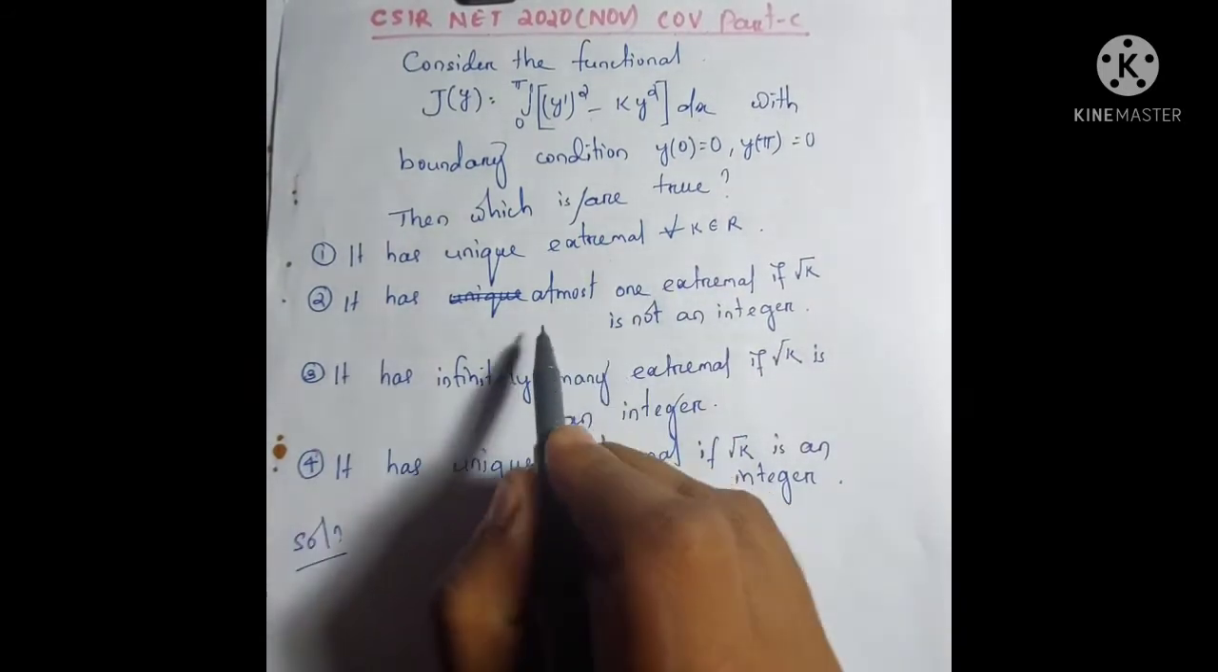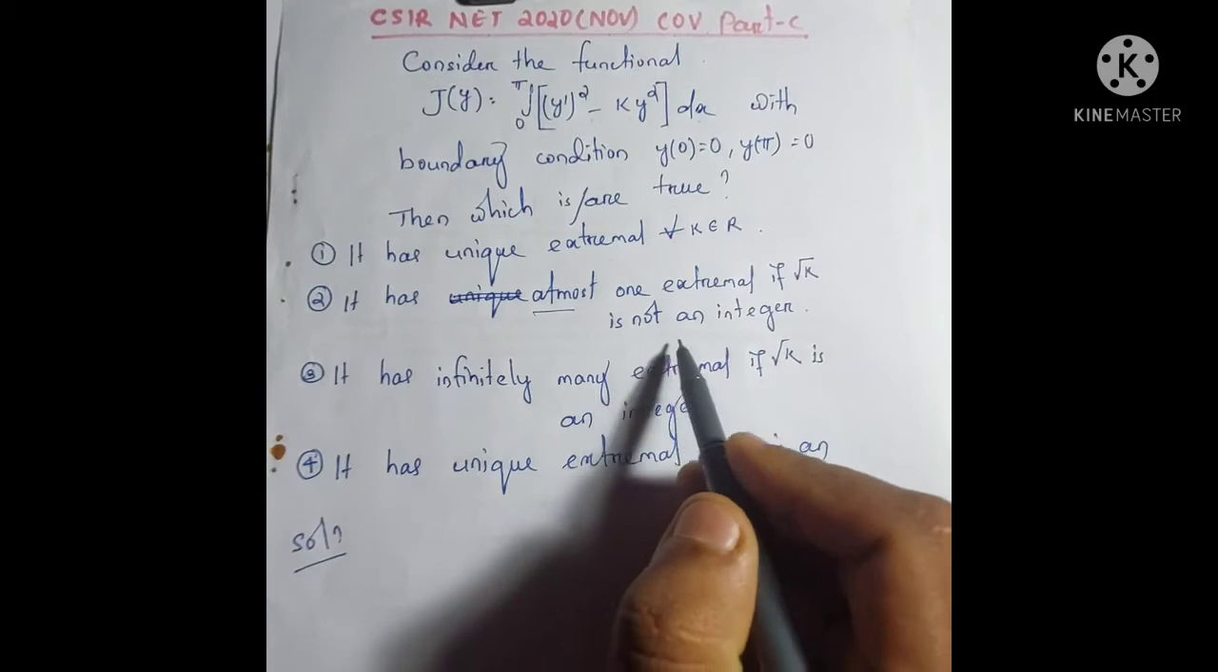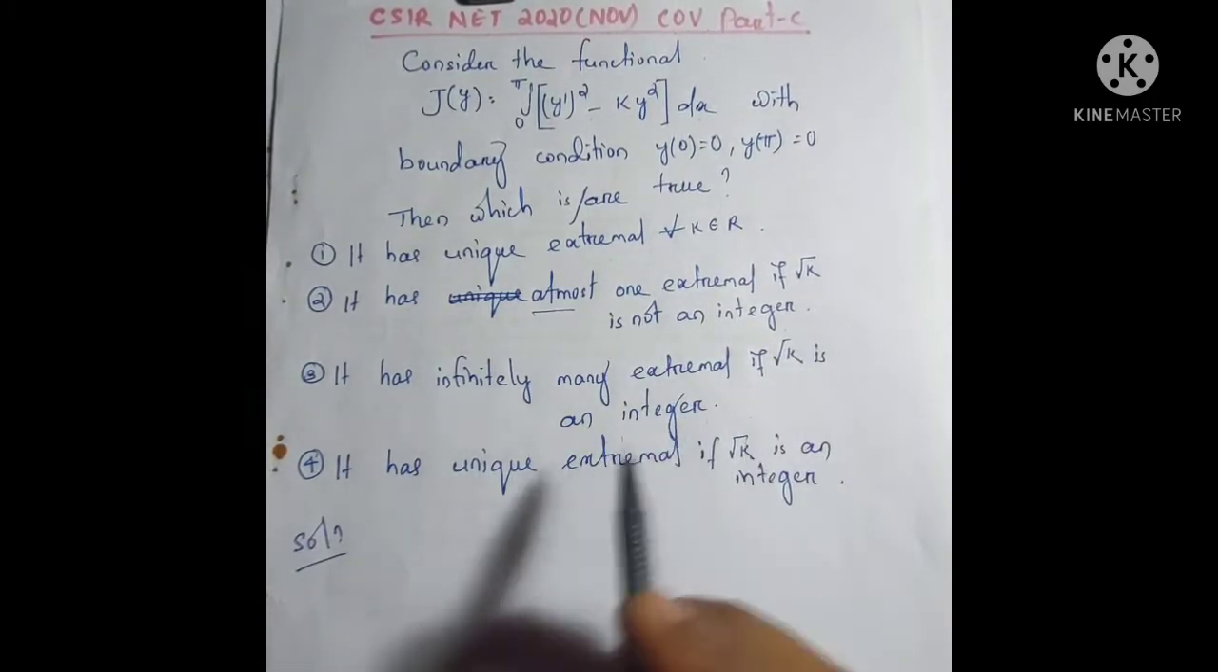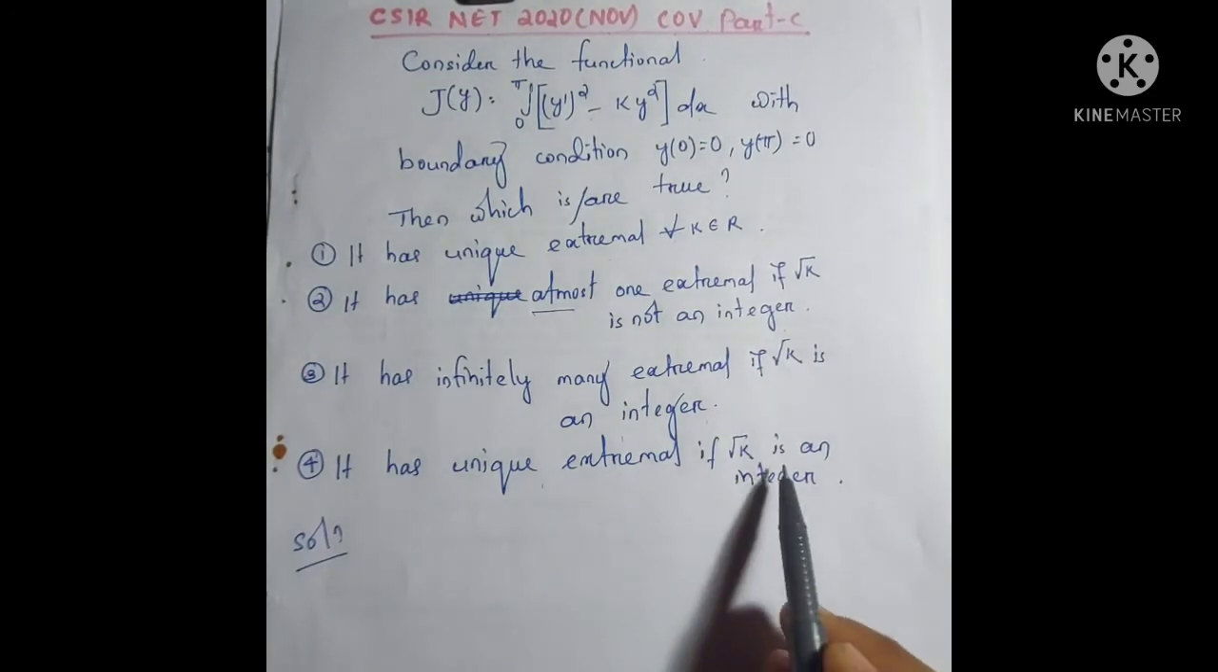Option 2, it has at most one extremal if root k is not an integer. Option 3, it has infinitely many extremals if root k is an integer. Option 4, it has a unique extremal if root k is an integer.